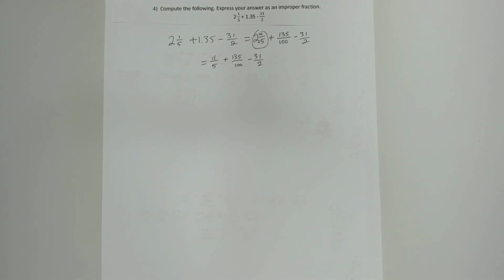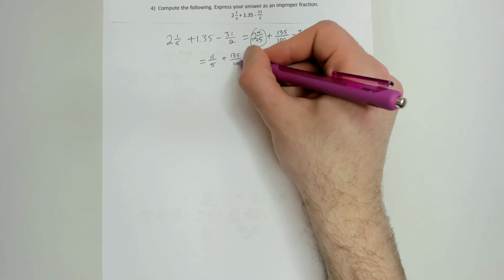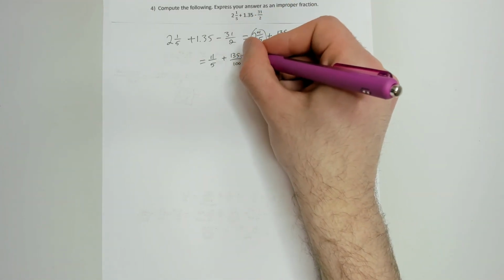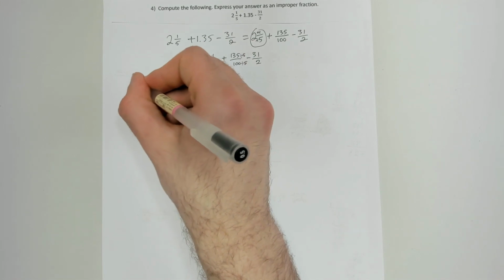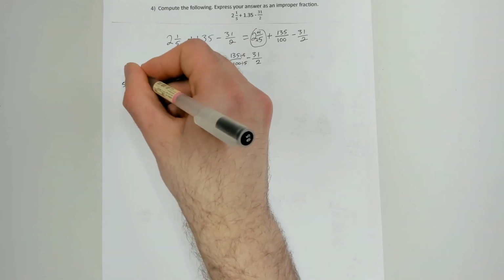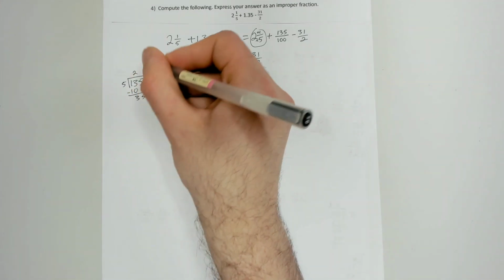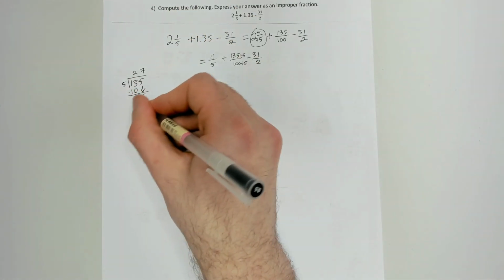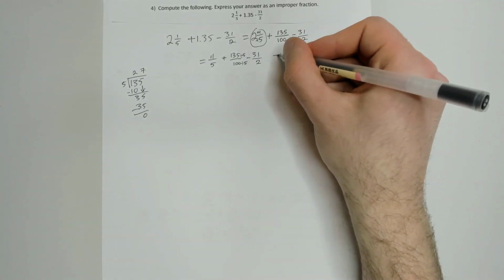But before we make a common denominator, 135 and 100, these are both divisible by 5 clearly, right? This ends in a 5, that ends in a 0, so we could simplify this fraction down a bit, and that might make our job of finding a common denominator a little bit easier. So 135 divided by 5. 5 goes into 13 twice, subtract off the 10, we get a 3, bring down the 5, that's 35. 5 goes into 35 7 times, so we get 0. All right, so that's just a quick little division there.